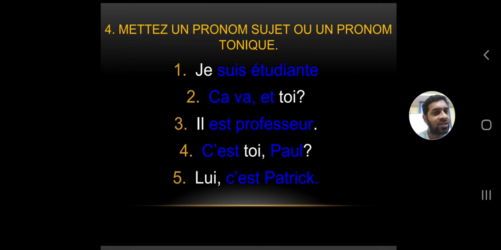The first sentence: "Je suis étudiante." Before the verb être, where there is a dash, we use the subject pronoun je. "Ça va, et toi?" After "et" we always place a tonic pronoun, so "et toi". "Il est professeur." Same way as the first one: est is the verb être, so before that we use the subject pronoun. The one before last: "C'est toi, Paul." Is it you, Paul? After "c'est" there is already a verb, and after that we use a tonic pronoun. "C'est toi, Paul." And the last one, as I told you, before the subject we can place a tonic pronoun, so just "Lui, c'est Patrick." He is Patrick.